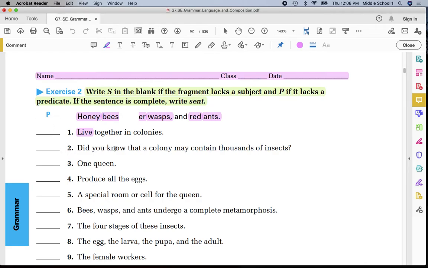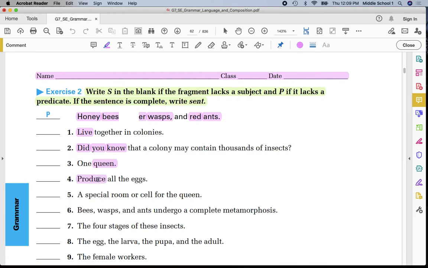Did you know that a colony may contain thousands of insects? That contains a subject, you. It contains a verb, did know. On the line, I put sentence. Number 3, one queen. It's missing the predicate. I put a P on the blank for number 3.